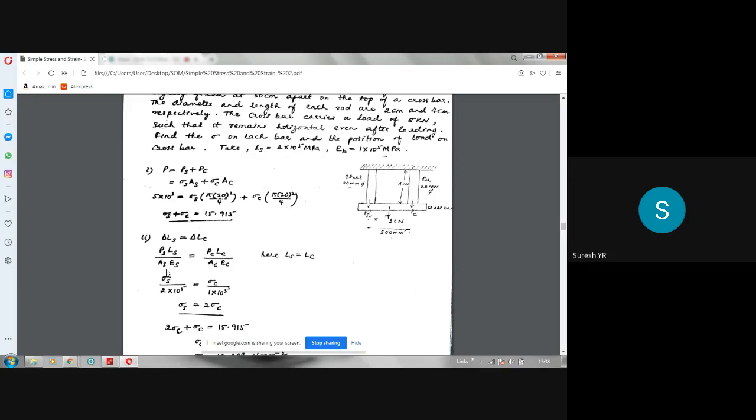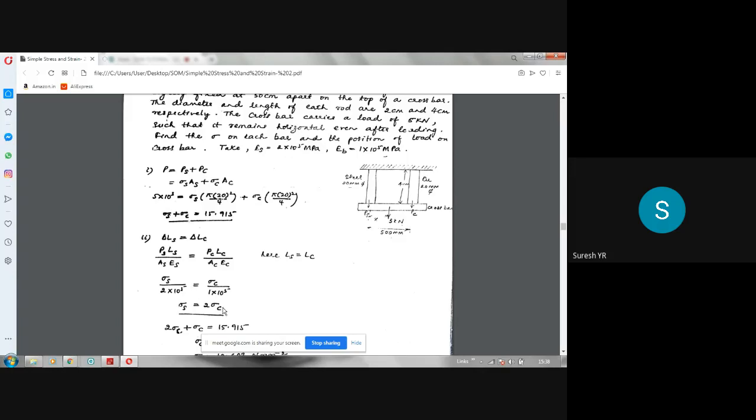So PS by AS is nothing but sigma S. So LS and LC cancelled out. Divided by ES, which is 2 into 10 power 5 MPa, as the Young's modulus of steel has been given. Young's modulus of copper is given as 1 into 10 power 5. If you simplify this, you will get sigma S is equal to 2 times sigma C.